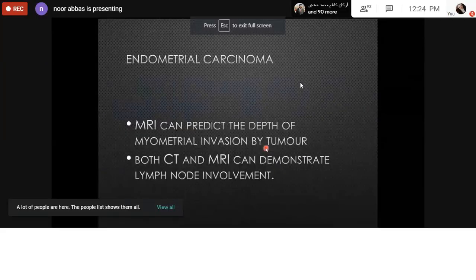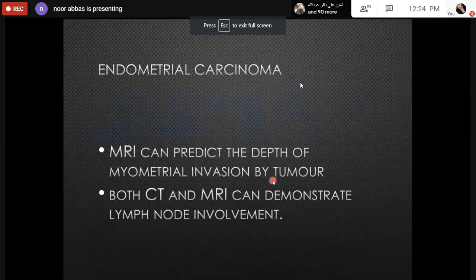A classical example of the unusual uterine carcinoma is that it occurs in postmenopausal patients. For both, we evaluate by ultrasound. The ultrasound can be evaluated as normal, or there is no risk of endometrial carcinoma.